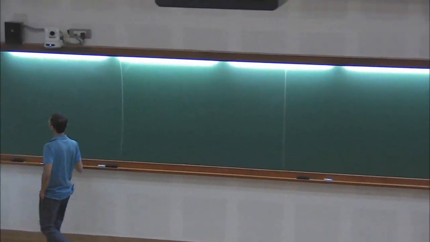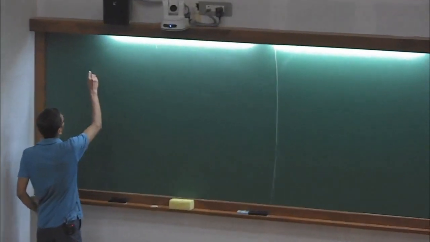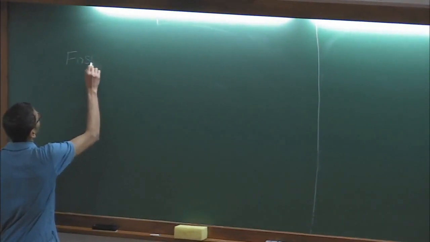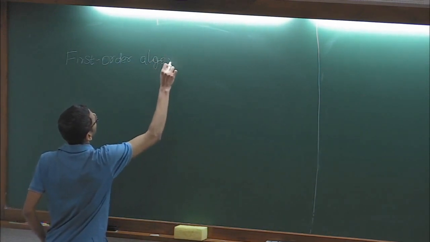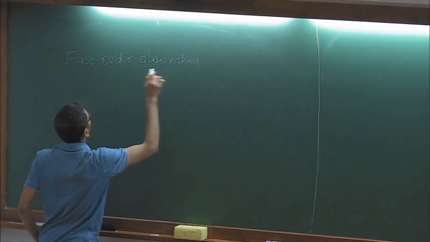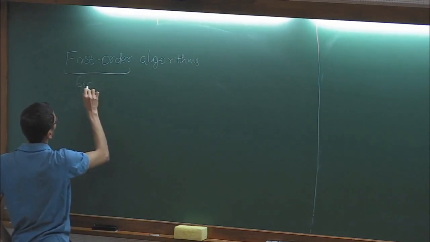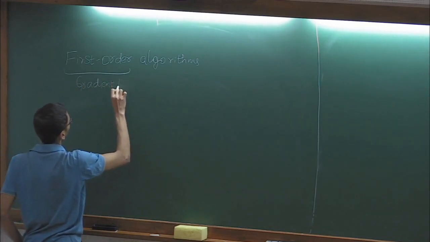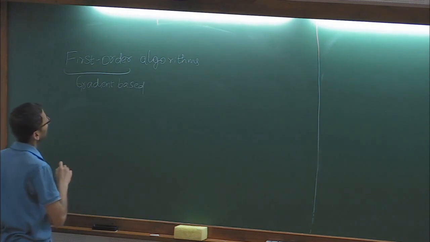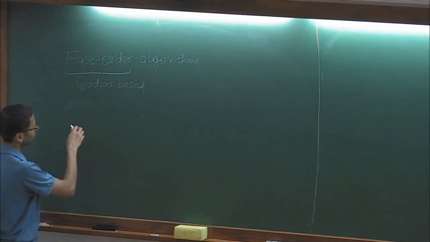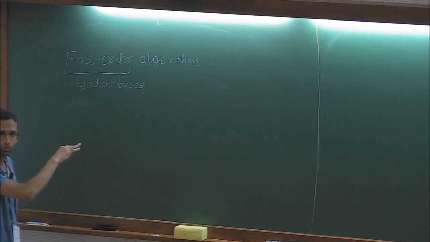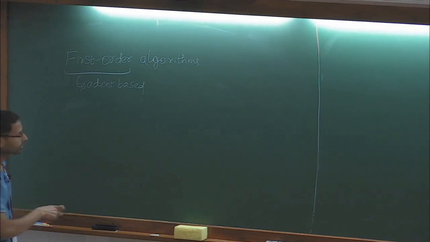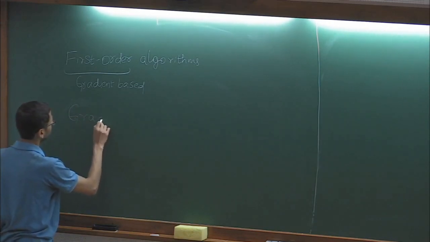Let me just briefly recap what we did last time. So last time we looked at first order algorithms. By first order we mean gradient based. And we saw that for different classes of functions, we had different convergence rates for gradient descent, and then for the class of smooth functions, we had Nesterov's accelerated gradient descent, which achieves a faster convergence rate than gradient descent, right? So we had gradient descent.